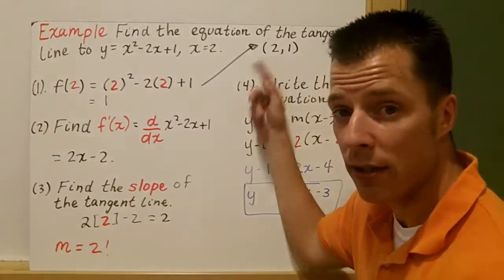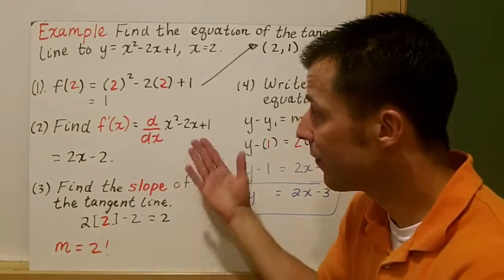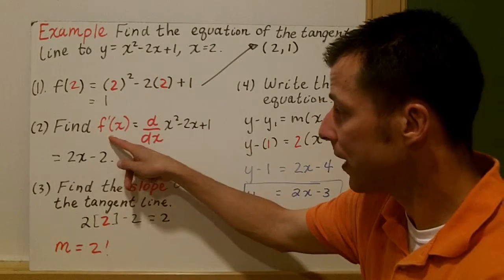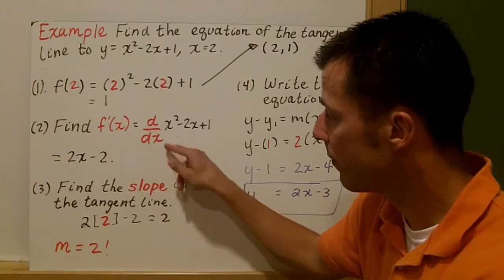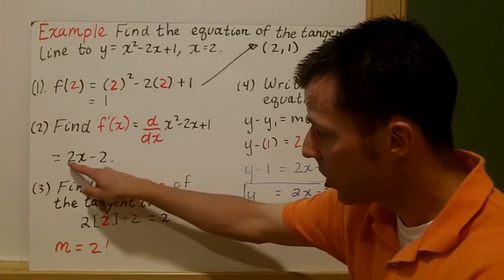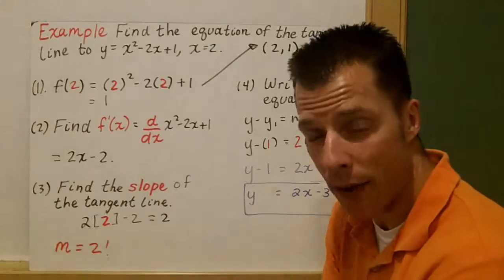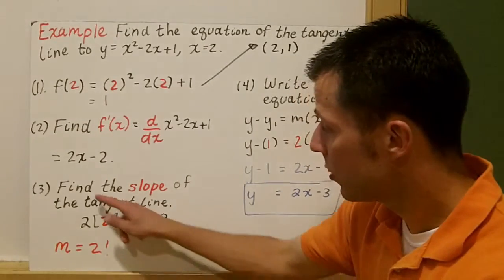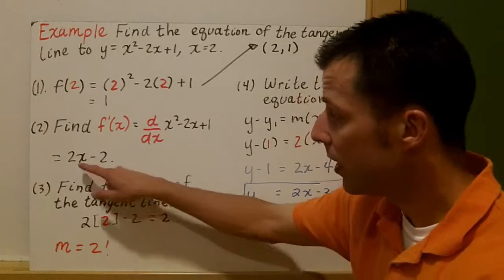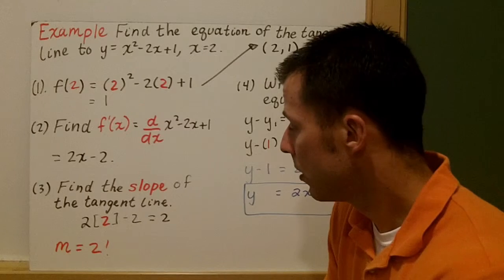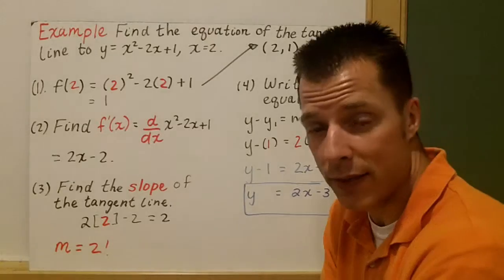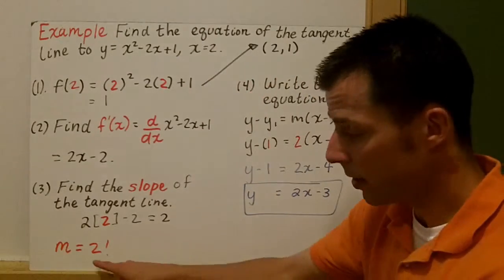I've got my point, but to find the slope, I have to first take the derivative of my function. So we could say y prime here, and I should have said that. The derivative of x squared minus 2x plus 1 is just 2x minus 2. Now I plug my x coordinate into that. So to find the slope of that tangent line, I plug my known x value into my derivative. So 2 times 2 minus 2 is 2. So the slope of the tangent line at (2, 1) is 2.